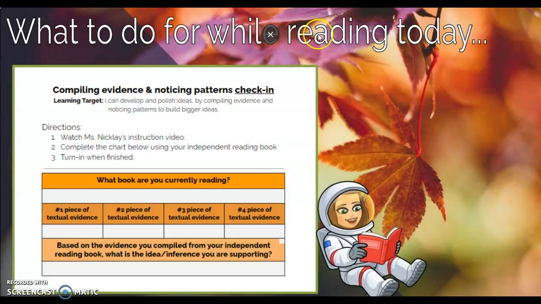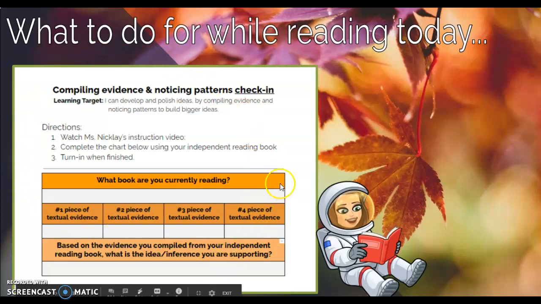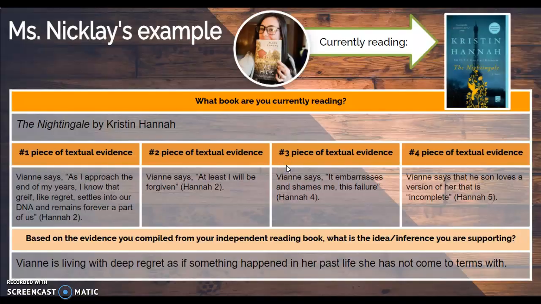So what to do while you're reading today: you got this form assigned to you on Google Classroom. All right, so compiling evidence and noticing patterns, check in. Notice your learning target. I can develop and polish ideas by compiling evidence and noticing patterns to build bigger ideas. Okay, so directions, watch this instruction video, what you're doing now if you hear this. Complete the chart below using your independent reading book, and then turn in when finished. Right, okay? If you're wondering what to do on it, you can look at my example.